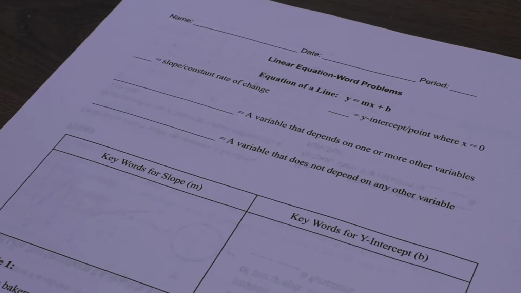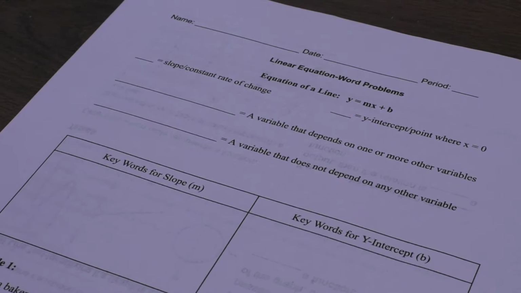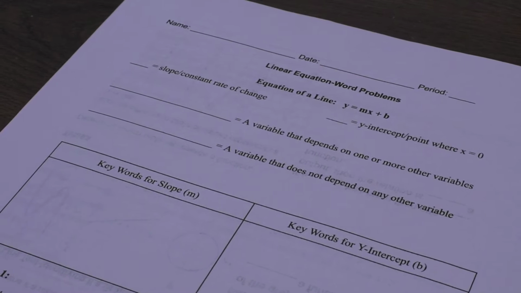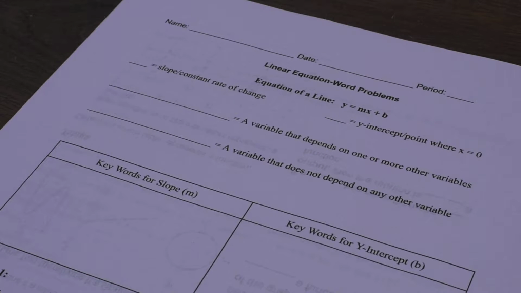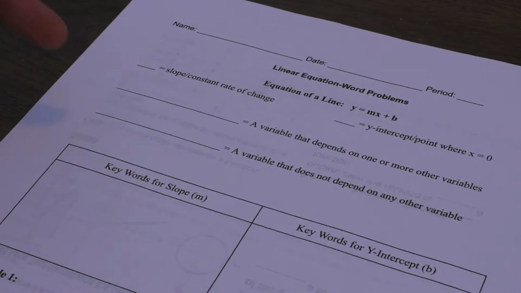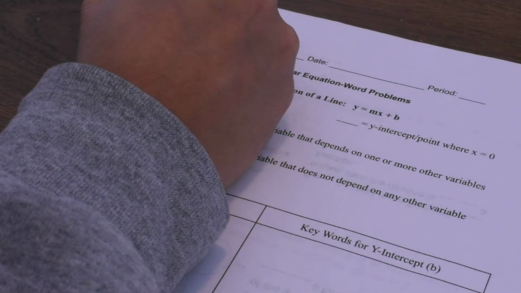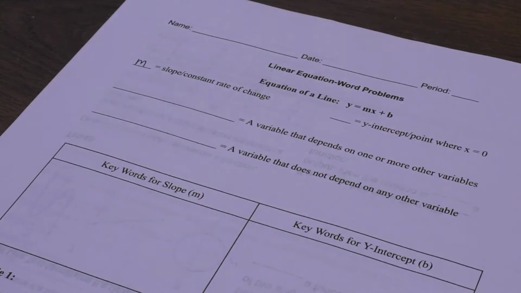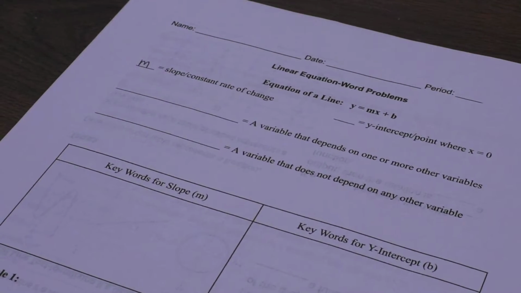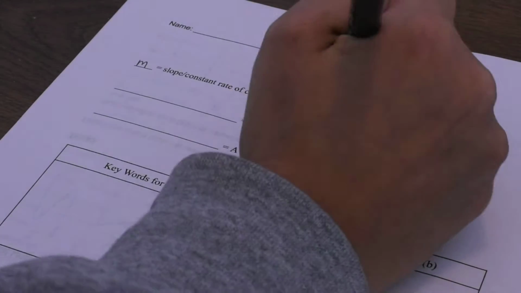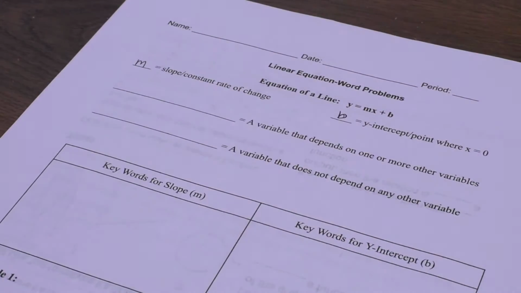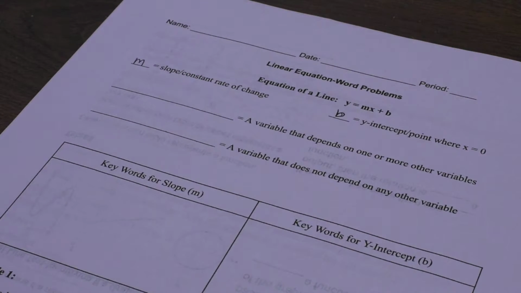All right, so linear equation word problem. We already know the equation of a line is written as y equals mx plus b. The slope or the constant rate of change is your m. And then the y-intercept, which is the same place where x is 0, is your b, right? Because remember, a y-intercept is a point on the y-axis, so your x is always 0.